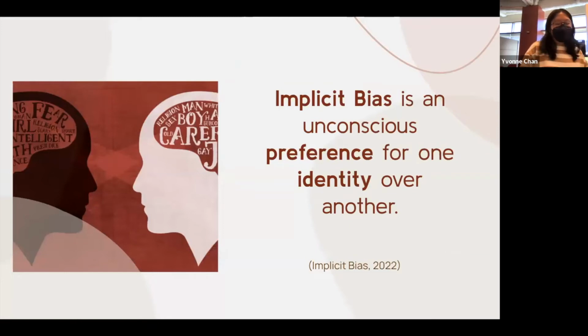So, what is implicit bias? Implicit bias, also known as unconscious bias, is an unconscious preference for one identity over another. We all have implicit biases, and they are highly shaped by both the culture we grow up in and the media that we consume.